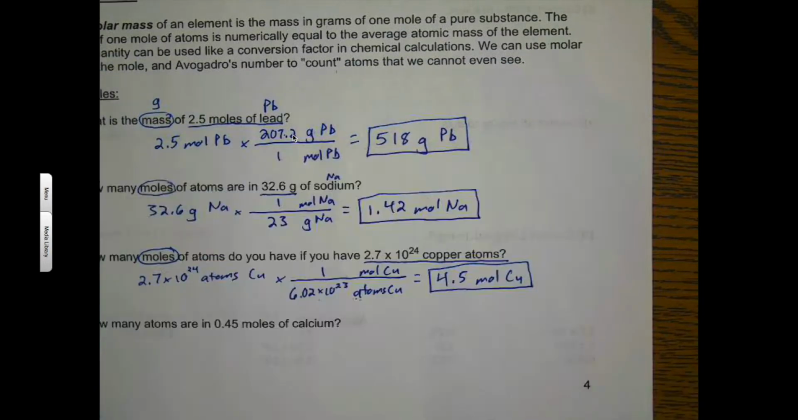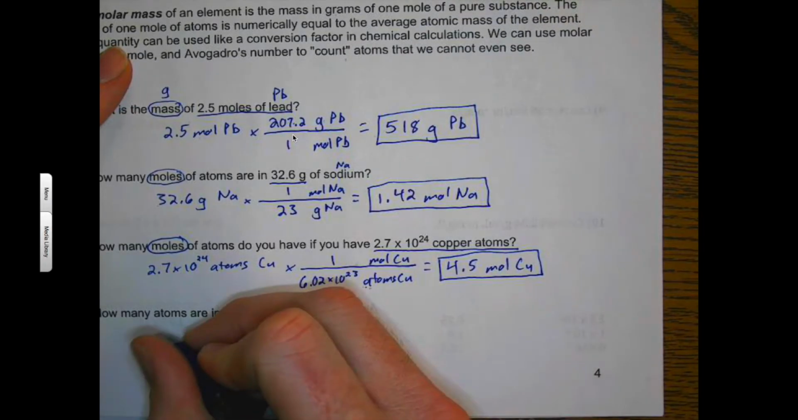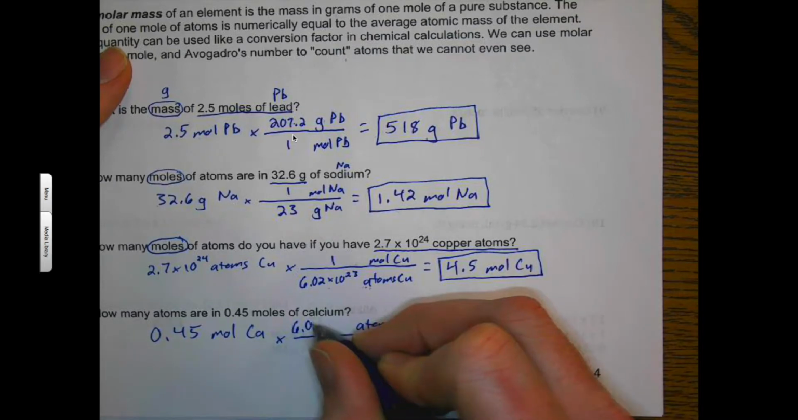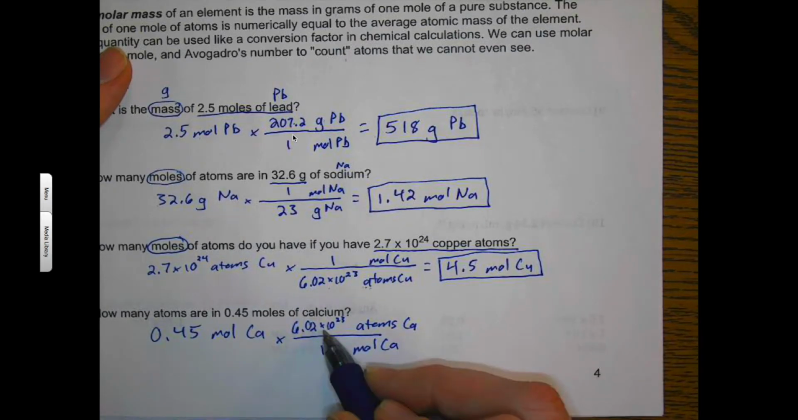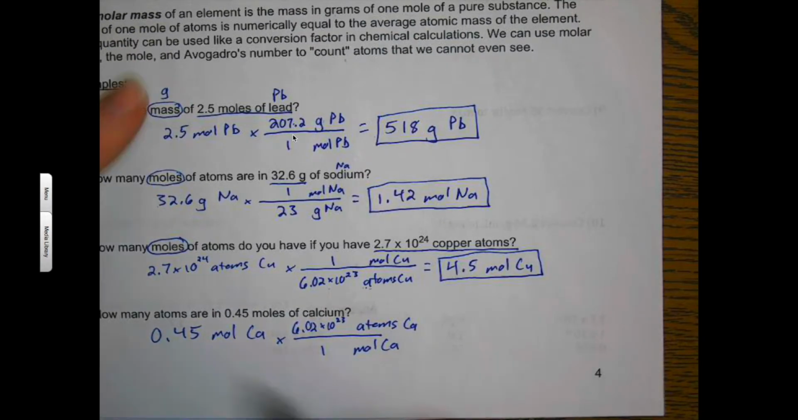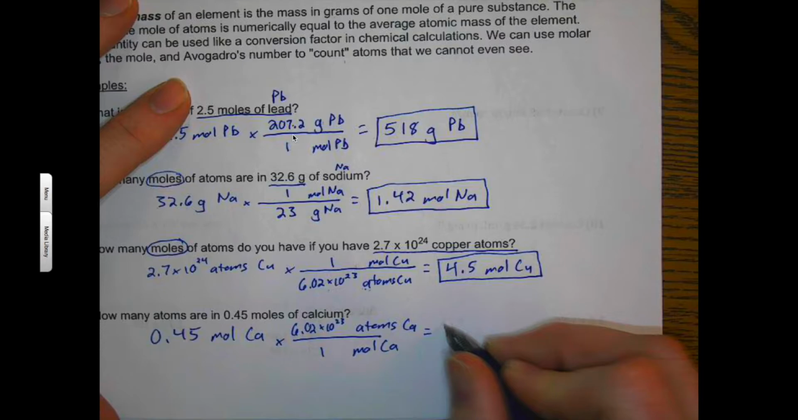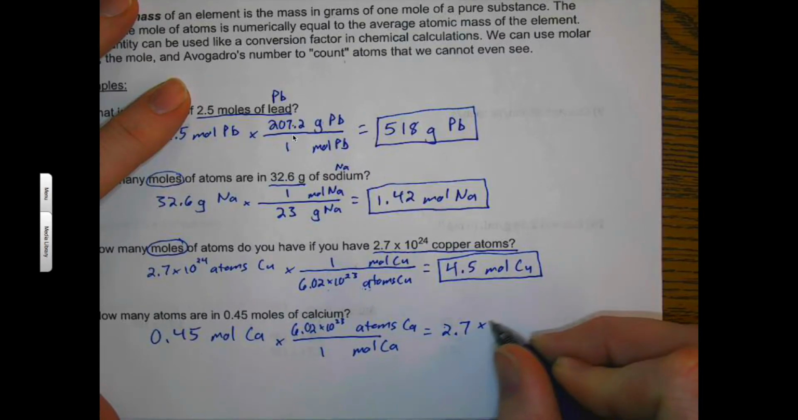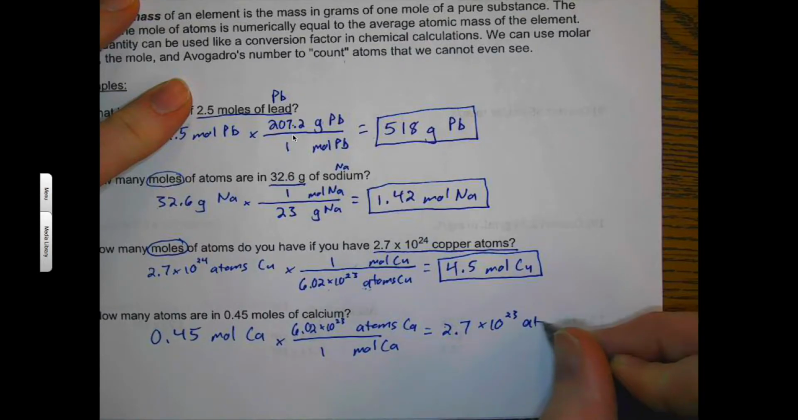Now the next one, number 4, how many atoms are in 0.5 moles of calcium? Okay, A for atoms, A for Avogadro's number. So you put Avogadro's number in here, and then for 1 mole, 0.45 times Avogadro's number is going to be 2.7 times 10 to the 23rd atoms of calcium.